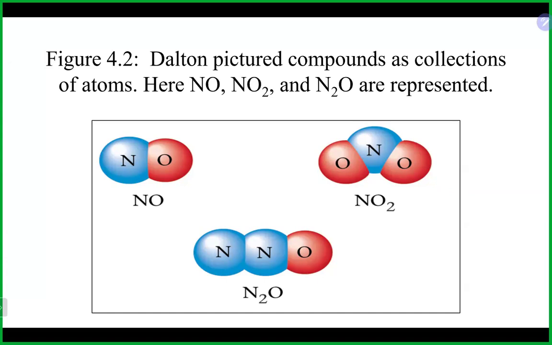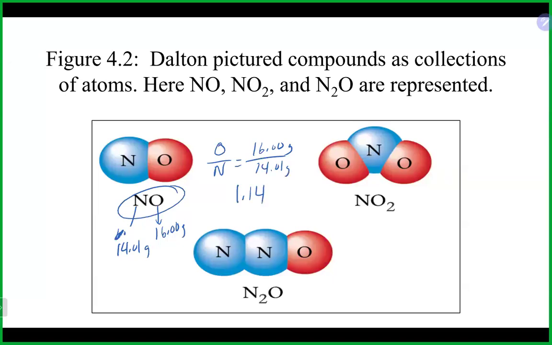So, for example, if we look at these first 2 here, this is 1 nitrogen and 1 oxygen. This nitrogen is about 14 grams, and this oxygen is about 16 grams. And if we just do the ratio of, say, oxygen to nitrogen here, take your 16 grams divided by your 14.01 grams, and you'll end up with a ratio of 1.14, right?